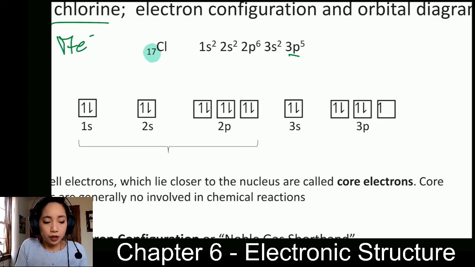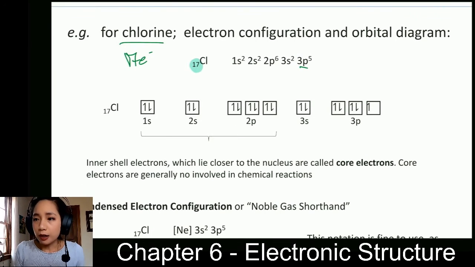The reason I write this out is because this is a lot of work, writing out all of these different arrows and all of these different subscripts and numbers. So the full electron configuration, this is what that is: all of the different numbers starting at hydrogen going to your desired element.